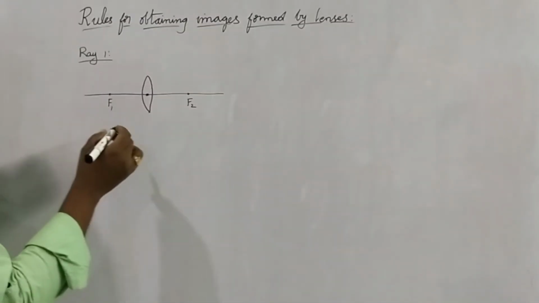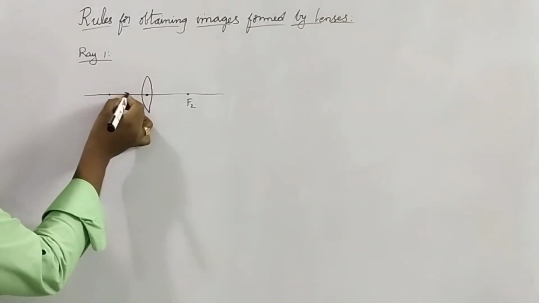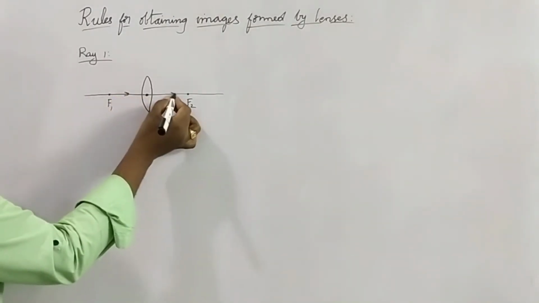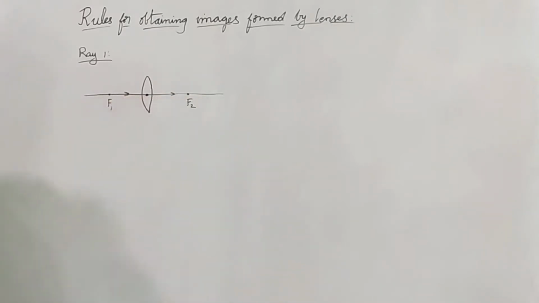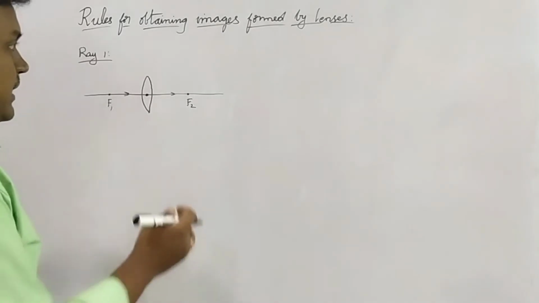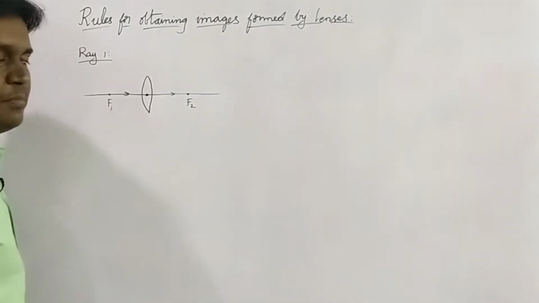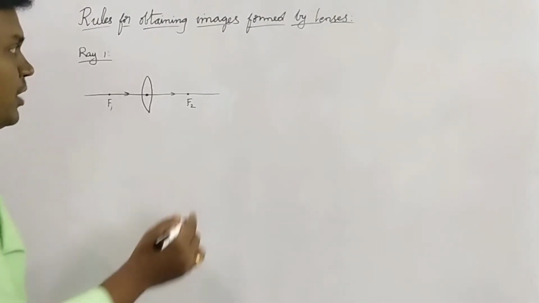And now coming to the first rule, a ray which is passing through the principal axis will go undeviated. It won't take any deviation, it will go straight. So a ray which is passing through the principal axis will go undeviated.